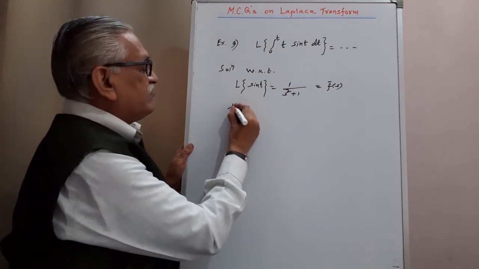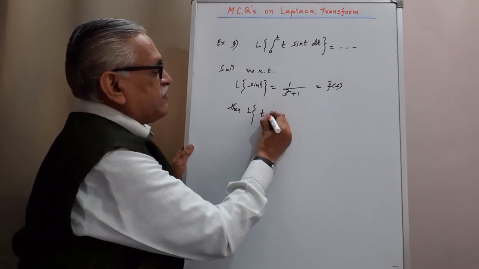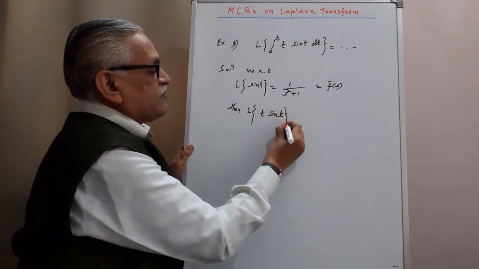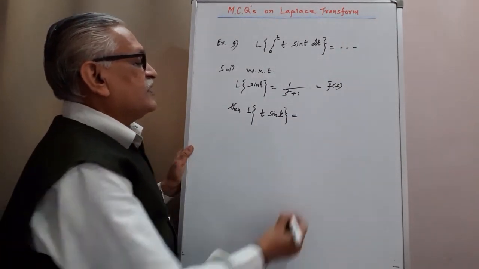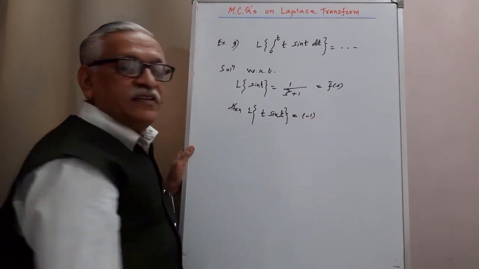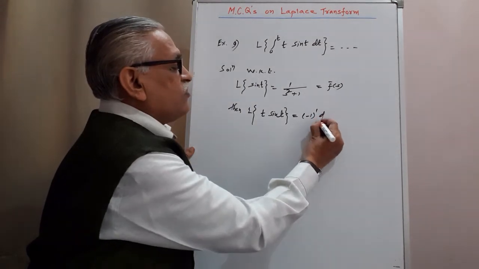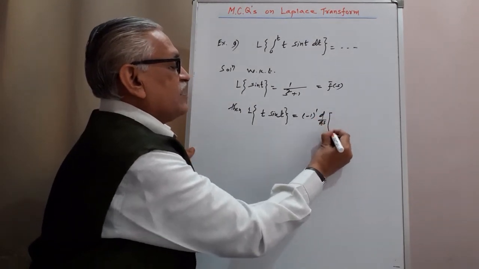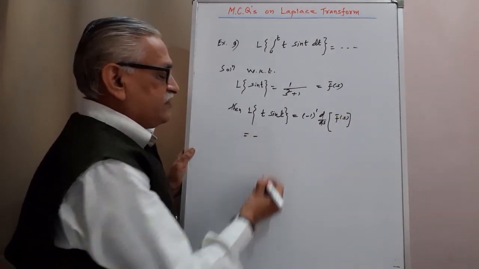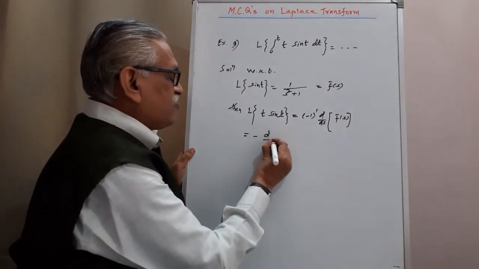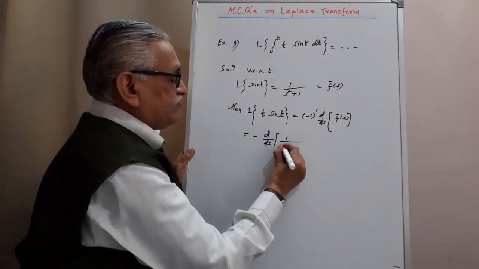Then the Laplace transform of t multiplied by sin t, that is f of t multiplied by t raised to n theorem, it is minus 1 raised to n, the value of n is here 1, therefore minus 1 raised to 1, d by ds of f bar of s, and therefore it is minus d by ds of that f bar of s, which is here 1 upon s square plus 1.